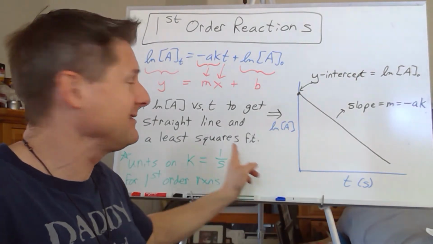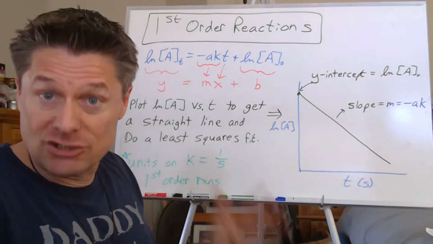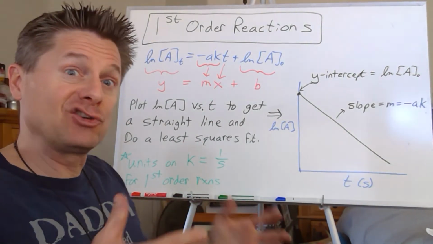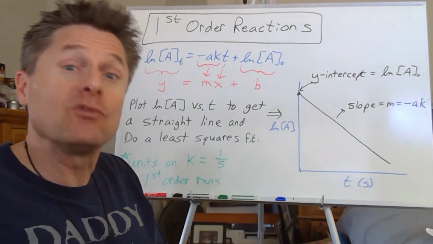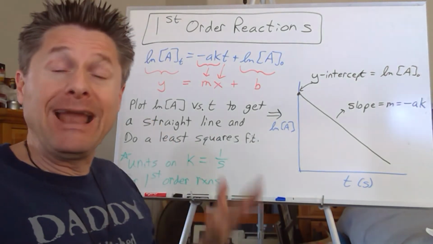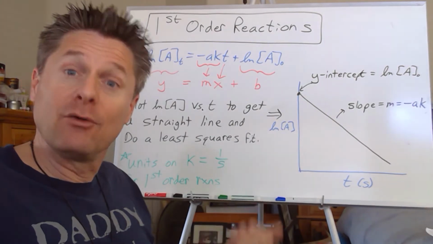But if you did this in minutes, it'd be 1 over minutes. If you did it in hours, 1 over hours, just inverse time. So that's a great little shortcut. If you're provided a problem, remember the first thing you always have to do is determine what the reaction order is, 0, 1, or 2. If you're provided k, that's always an indicator of whether it's zero, first, or second order.